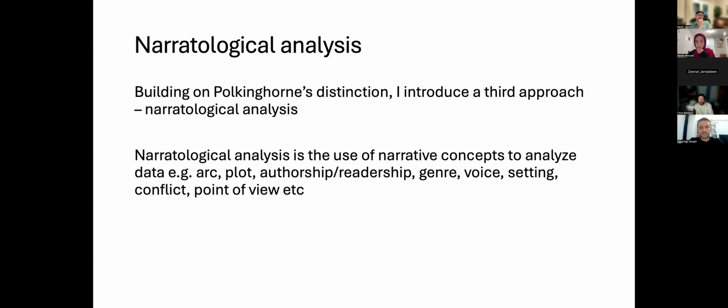And this notion of authorship and readership is important. Narrative theory says we can look at both the author and the implicit or the inferred author. So in our interviews, people will obviously tell us about themselves. So we have data about who they are, but we can also infer things about who they are by what they say and how they say it.